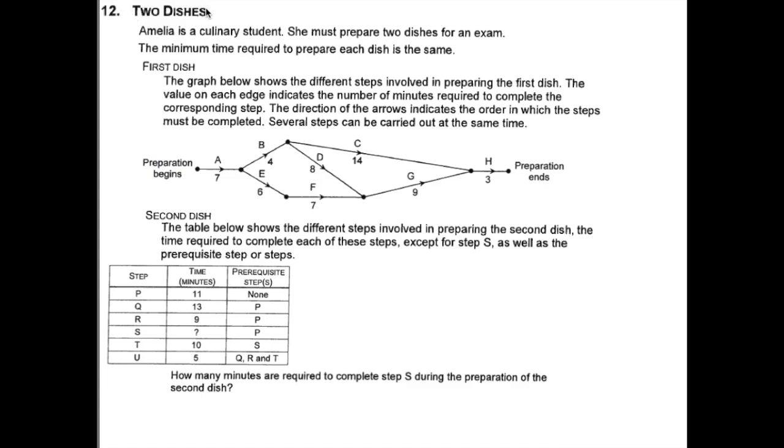Question number 12. 2 dishes. Amelia is a culinary student. She must prepare 2 dishes for an exam. The minimum time required to prepare each dish is the same.